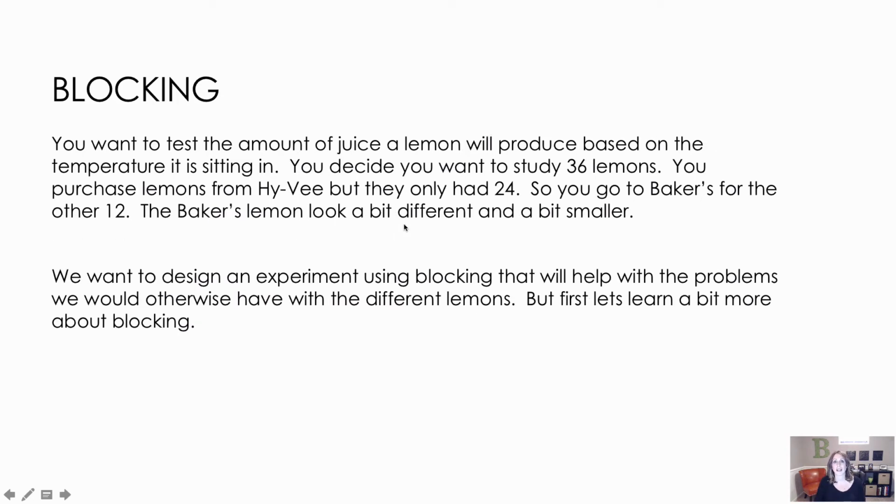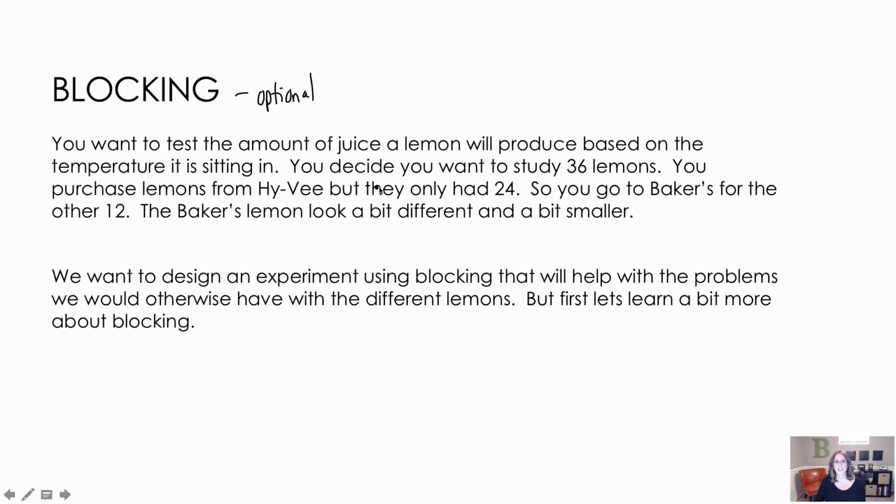Blocking is, again, optional. So it's important to understand this is not necessary, but it is optional. And here's a great example of blocking. You want to test the amount of juice a lemon will produce based on the temperature it's sitting in. You decide you want to study 36 lemons, but you go to Hy-Vee, a local grocery store, and they only have 24. So then you go to Baker's, another local grocery store, Kroger for all you East Coast people, and you get another 12, but they don't look the same. They're from different shipments. The Baker's lemons look a little bit different, a little bit smaller, etc.